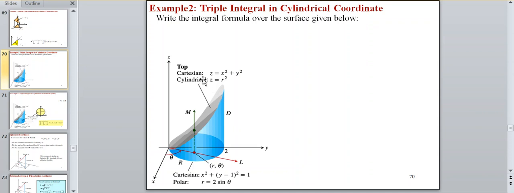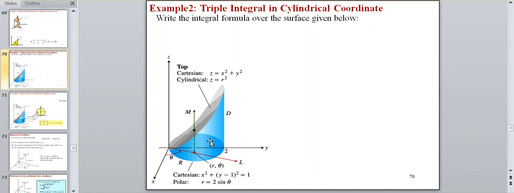So this is actually this cylinder in blue color. And we have another surface here, z equals x squared plus y squared, which is called a paraboloid, something like this. So the region D, roughly speaking, is bounded between this paraboloid and this cylinder. So we want to describe this region D to set up our integral.